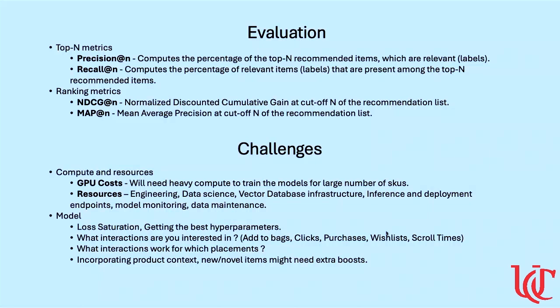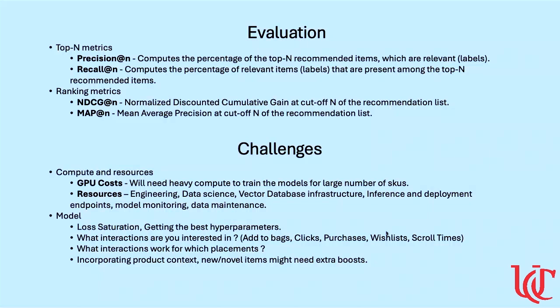So these are the metrics for offline evaluation. And then obviously you can run A/B tests on it, where you divide the customer base 50-50, or you can do 33-33-33 if you're testing multiple iterations of the model. So these are the evaluation aspects of this.